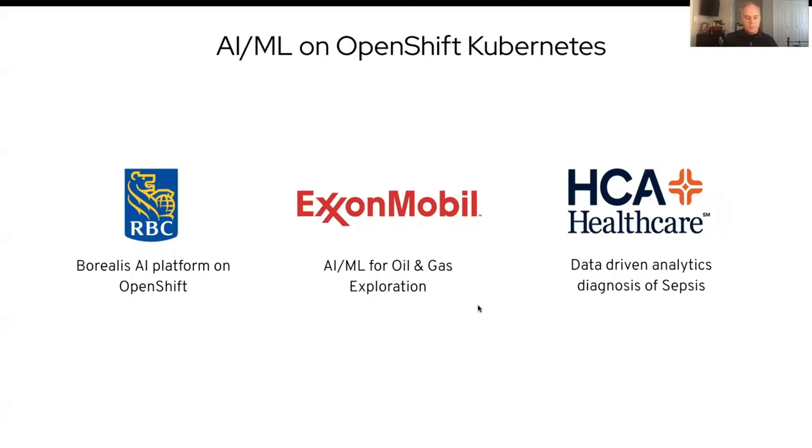Here's just a couple of examples of customers who've recently talked about the AI/ML platforms that they're running on OpenShift today, right? So Royal Bank of Canada this summer announced a new platform called Borealis AI that is enabling AI and machine learning for their investment professionals. It's running on OpenShift, and they built that in partnership with Red Hat and NVIDIA. So it's a fully GPU-enabled platform. ExxonMobil spoke at Red Hat Summit about their AI/ML platform services that they're running on OpenShift to enable data scientists in oil and gas exploration. And then HCA Healthcare has spoken with us a few times publicly about the data-driven analytics platform that they're running on OpenShift to help diagnose sepsis across their hospital chains.